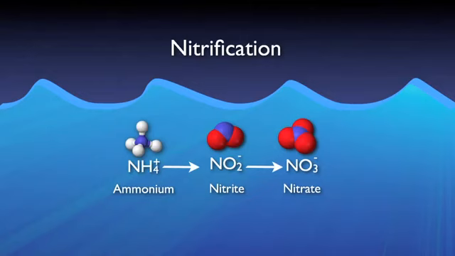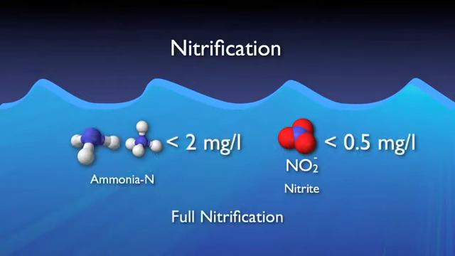This conversion from ammonia to nitrate is nitrification. Typically, full nitrification is observed when ammonia concentrations are reduced to less than 2 milligrams per liter and nitrite concentrations to less than half a milligram per liter.